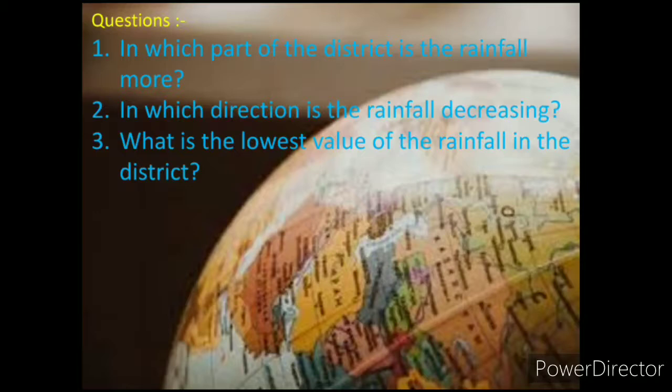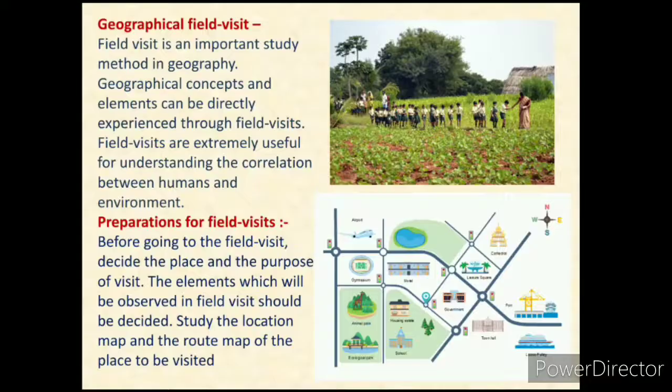Next question, what is the lowest value of rainfall in the district? So see the index, you will get the answer. Lowest value is 800 millimeter. Okay, so this is the way you should give the answer.